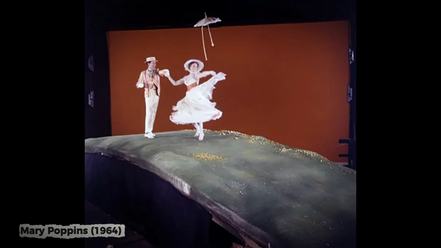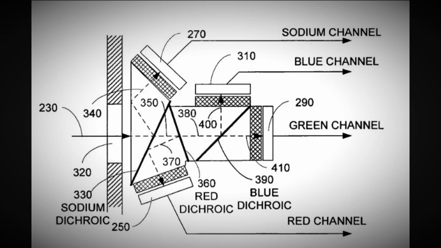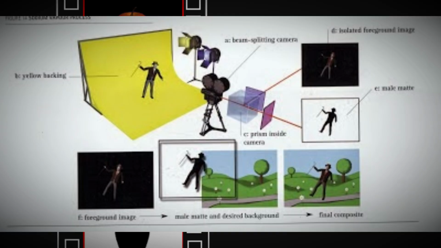So, why didn't yellow screens win? Because the system was complex. The cameras were custom built, and the process was expensive.